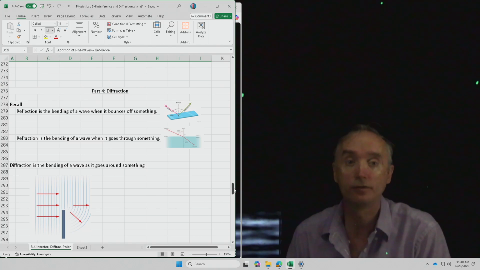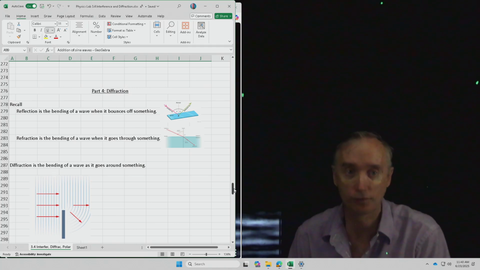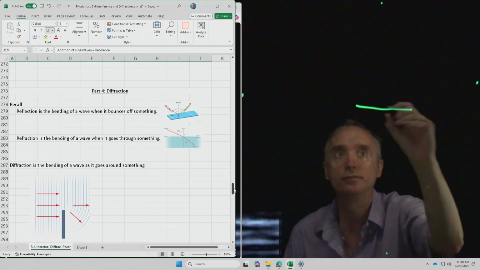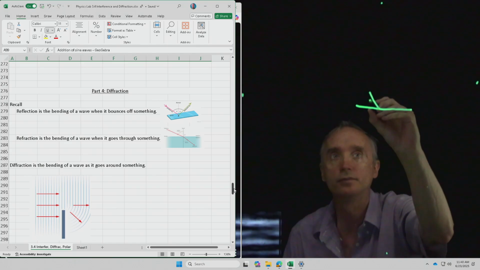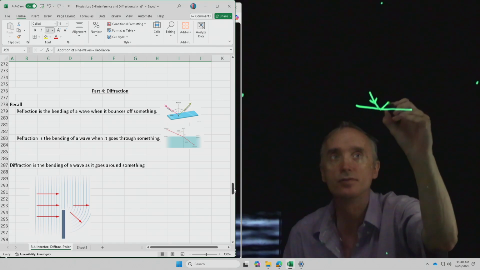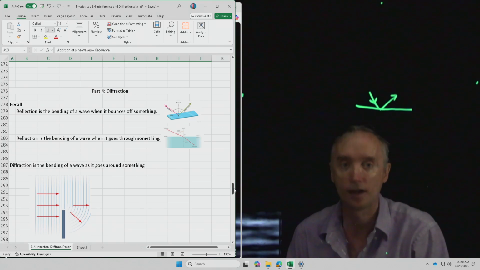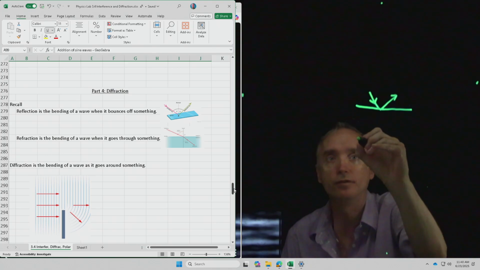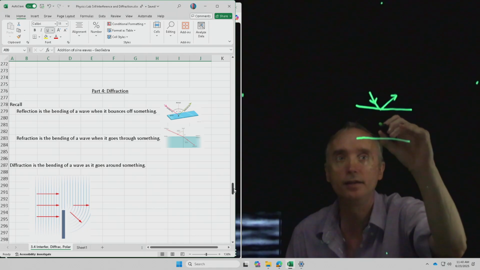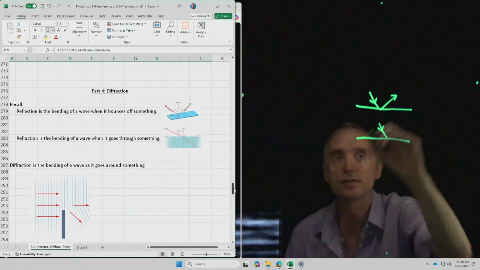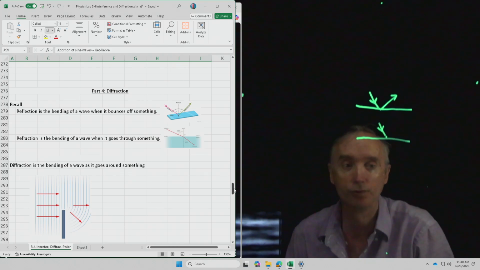Now we're ready for part 4, which is on diffraction. In our previous labs, we've learned what reflection and refraction are. In the case of reflection, light comes in and then it bounces off of something. So that was called reflection. Then you had refraction, where light is coming in, but this time, instead of bouncing off, it's going through.